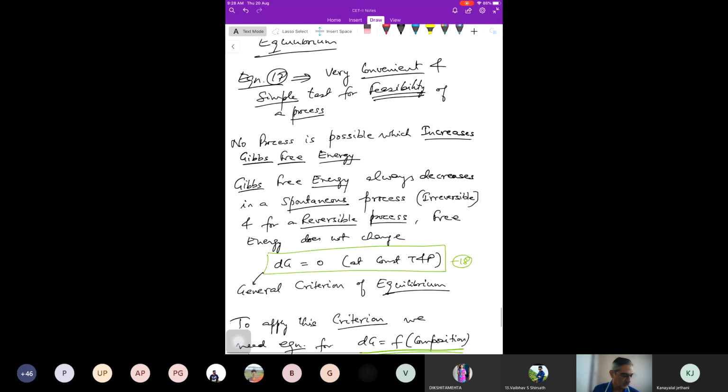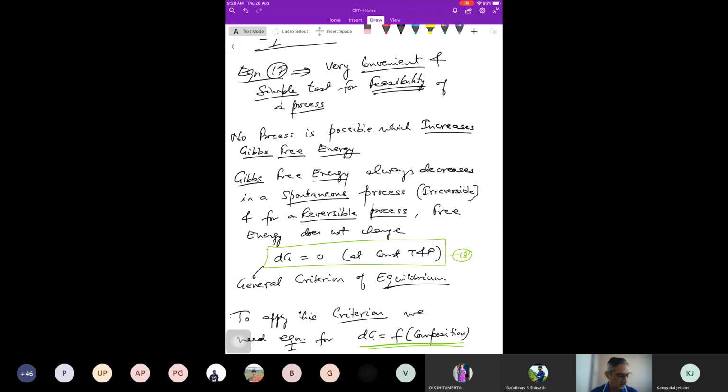Okay. So we can say dG equal to 0 at constant temperature and pressure is the general criterion of equilibrium. At least this much should hold. Less than 0 is good, but it must be 0 at equilibrium.